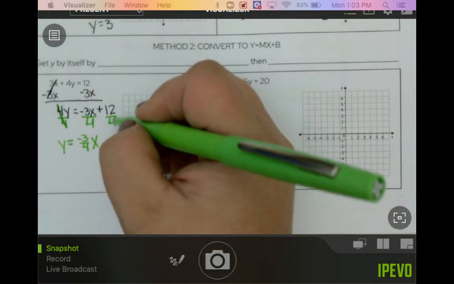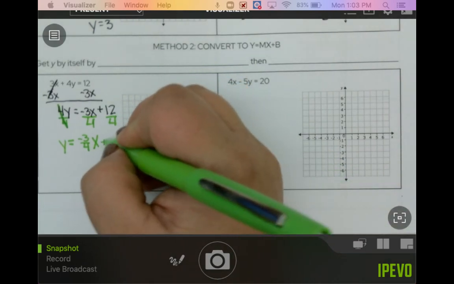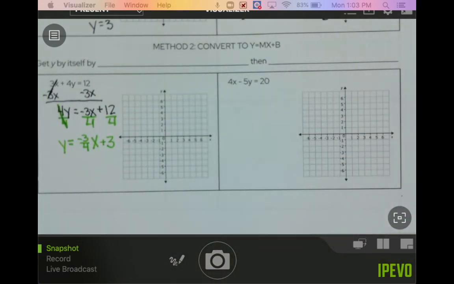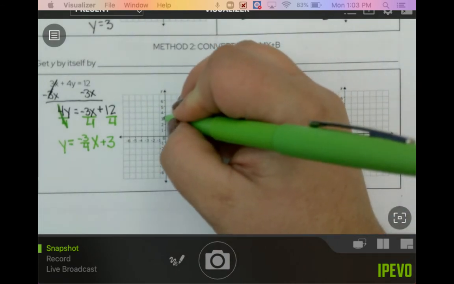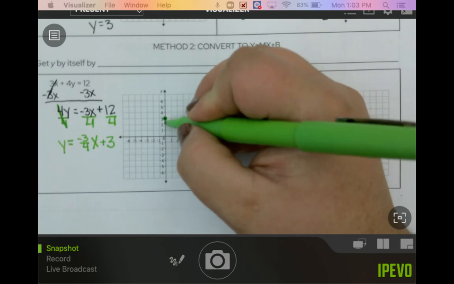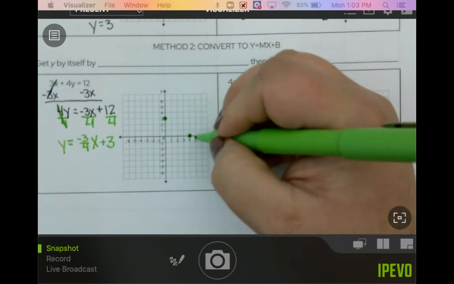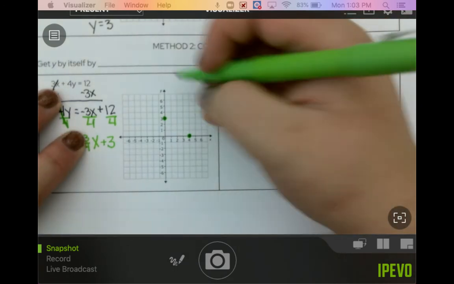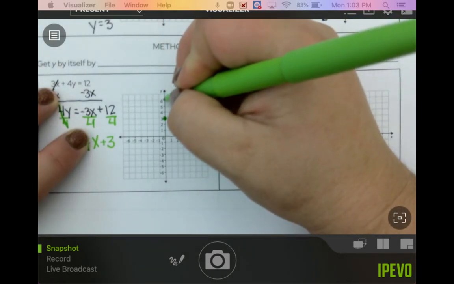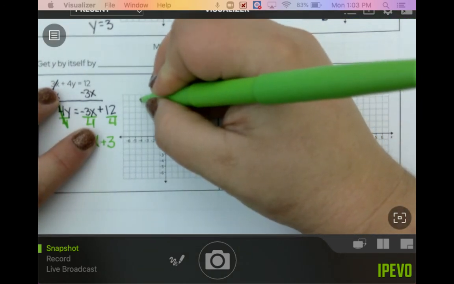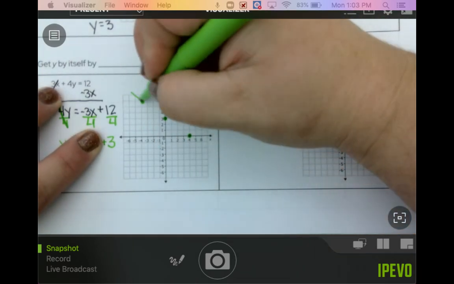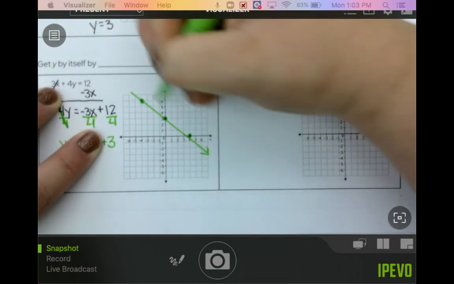And then what's 12 divided by 4? 3. So the 3/4 is necessary because you start at 3 and then you go down 3 over 4. Down 3. Actually, I can't go down 3 over 4 again. So I'll go up 3, left 4. And there's your line.